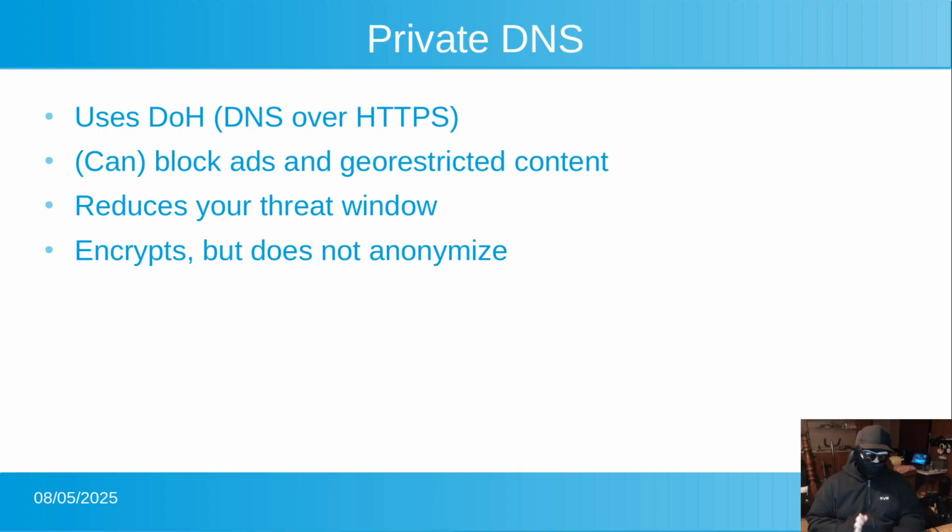Now, one crucial thing that a VPN has over private DNS is that private DNS encrypts all your data by using the DoH protocol, but it does not anonymize you. It doesn't really hide where you're from.